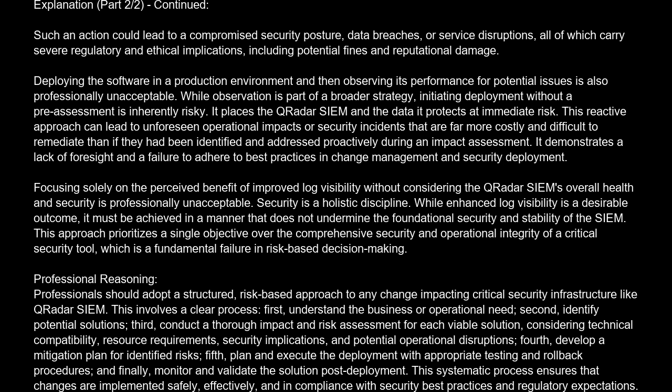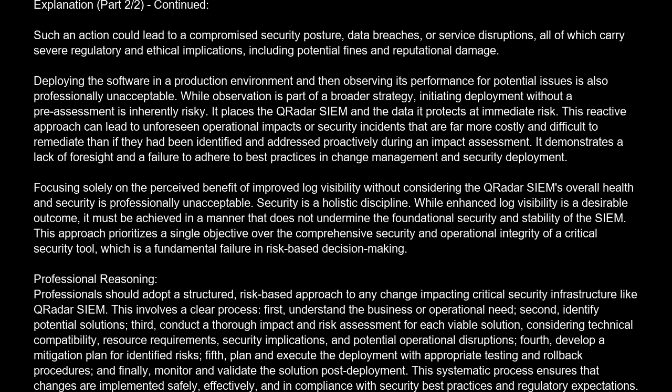It demonstrates a lack of foresight and a failure to adhere to best practices in change management and security deployment. Focusing solely on the perceived benefit of improved log visibility without considering the QRadar SIEM overall health and security is professionally unacceptable. Security is a holistic discipline. While enhanced log visibility is a desirable outcome, it must be achieved in a manner that does not undermine the foundational security and stability of the SIEM. This approach prioritizes a single objective over the comprehensive security and operational integrity of a critical security tool, which is a fundamental failure in risk-based decision-making.